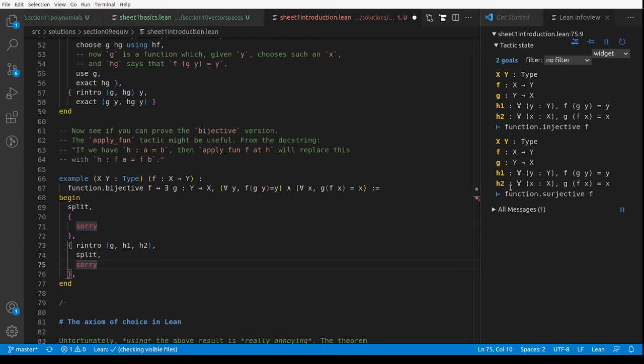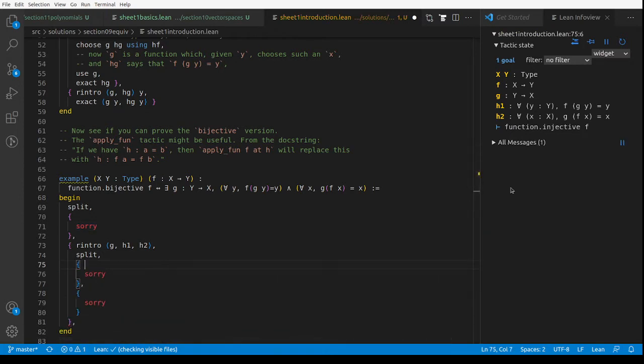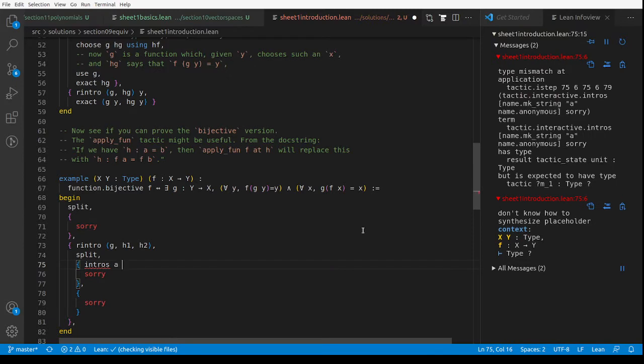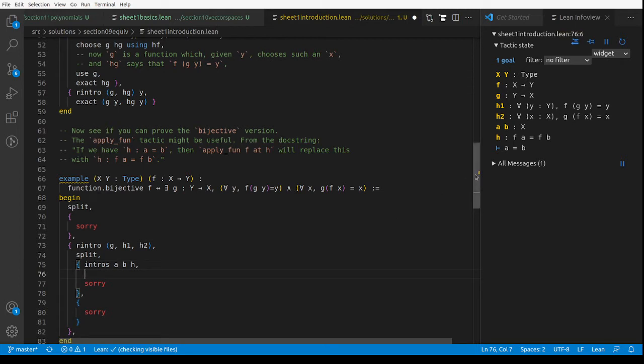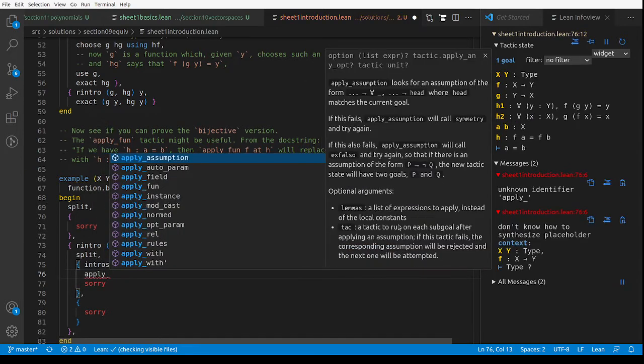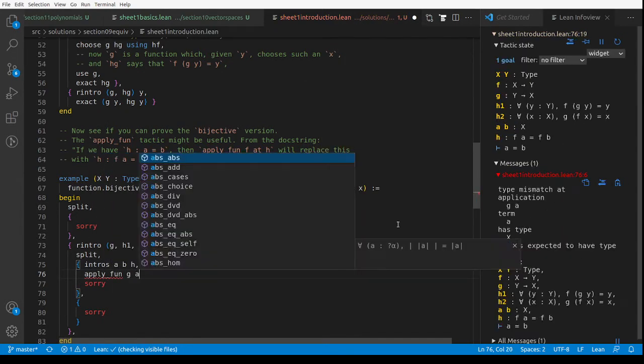Now we've got two goals. Prove that f is injective and surjective, and I've put those two goals in brackets. So how are we going to prove that f is injective? So let's take two elements a and b of X and the hypothesis that f of a equals f of b, and now we want to deduce that a equals b. I guess an easy way of doing that was, we know that f of a equals f of b, so we can deduce that g of f of a equals g of f of b by applying g to both sides of h. So apply fun g at h.